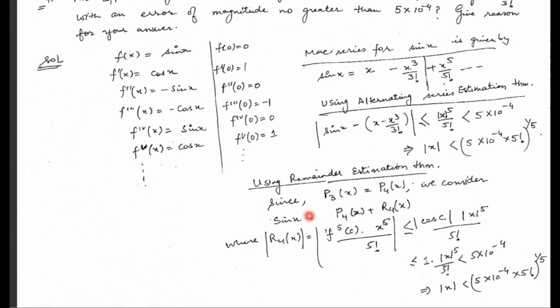So using Taylor's formula, we write this function as a polynomial of order 4 plus the remainder of order 4, where the remainder of order 4 is the fifth derivative of the function at c into x to the power 5 over 5 factorial. Now take the modulus on both sides and find the value of this fifth derivative. Since the fifth derivative is cos c, and we know that the modulus of cos c is always less than or equal to 1, we can replace it with 1. After simplifying, we get the values of x for which, if we replace sin x with x minus x cubed by 3 factorial, the error is not greater than this number.